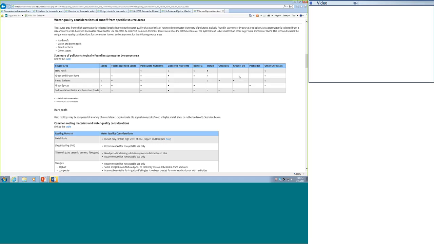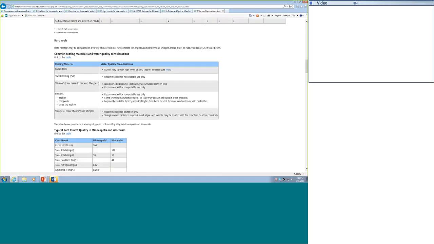So again, you can see here that dissolved nutrients are going to be a little higher in your green roof runoff, your green spaces, and in your sedimentation ponds. Again, metals in your hard roofs might be a concern, and then chlorides and grease and oil from your paved surfaces. And we need to think about all of these since we're using the water in different ways.